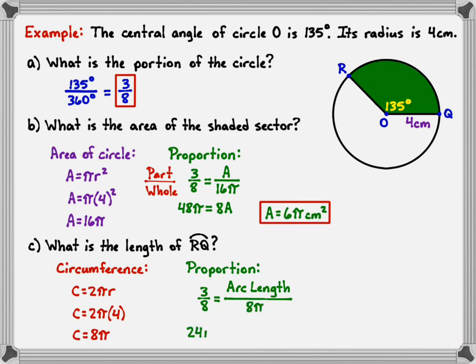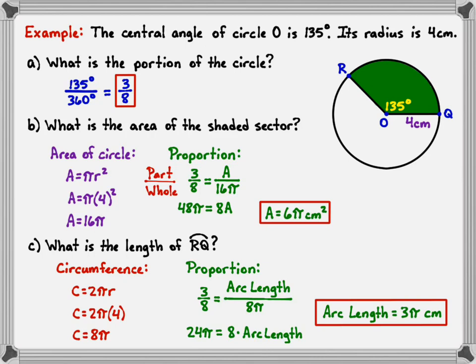And then we cross multiply from there. 3 times 8 pi is 24 pi, and then 8 times the arc length, we'll divide by 8, and so we end up with 3 pi. And so our units on that would just be centimeters, because we're talking about a distance from one point to another. So that's the example that I wanted to walk you through.